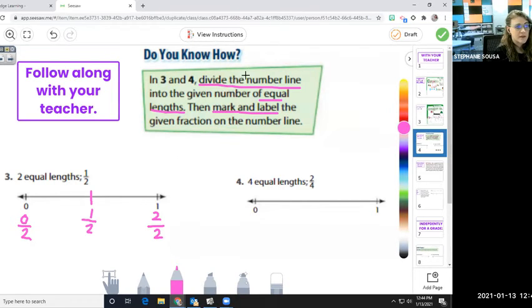So divide the number line. We've done that. Mark and label the given fraction on a number line. We have been given the fraction 1 half, so we're going to put a big fat dot on 1 half. This is how we mark that fraction. We put a mark on the line. So now we have done the marking and the labeling.